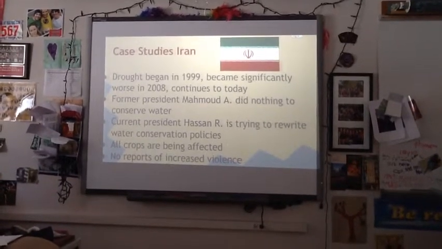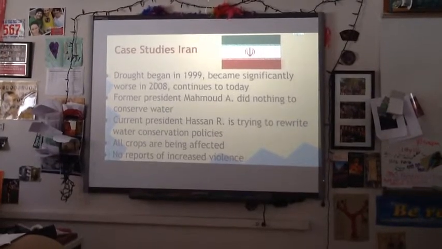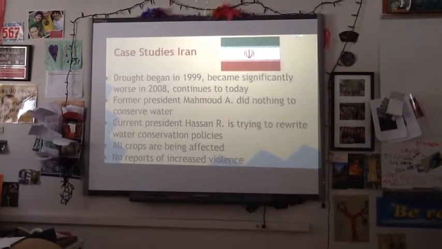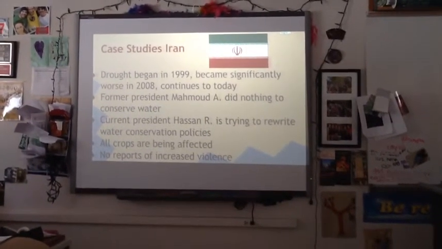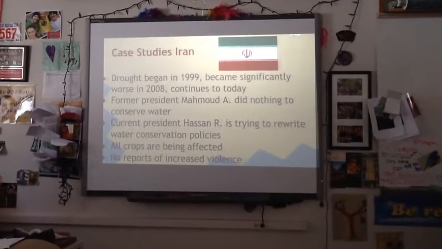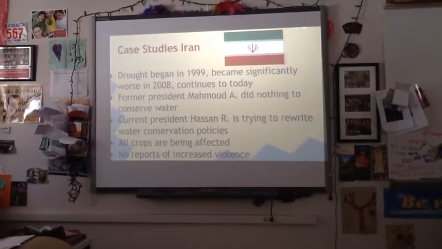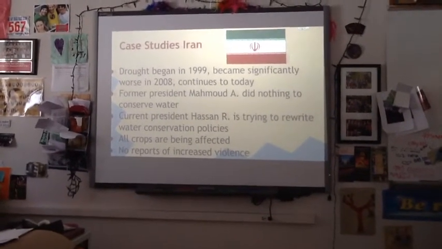Drought began in Iran in 1999 and became significantly worse by 2008. Drought continues to this day, and former President Mohammed did nothing to conserve any of the water. His successor, current President Hassan, is trying to rewrite water conservation policies. All crops are being affected, but there have been no reports of riots or violence.